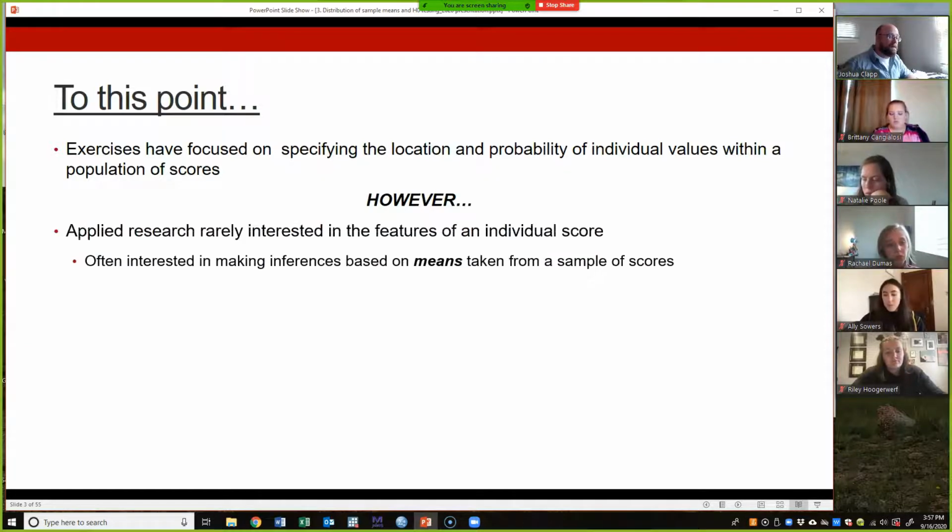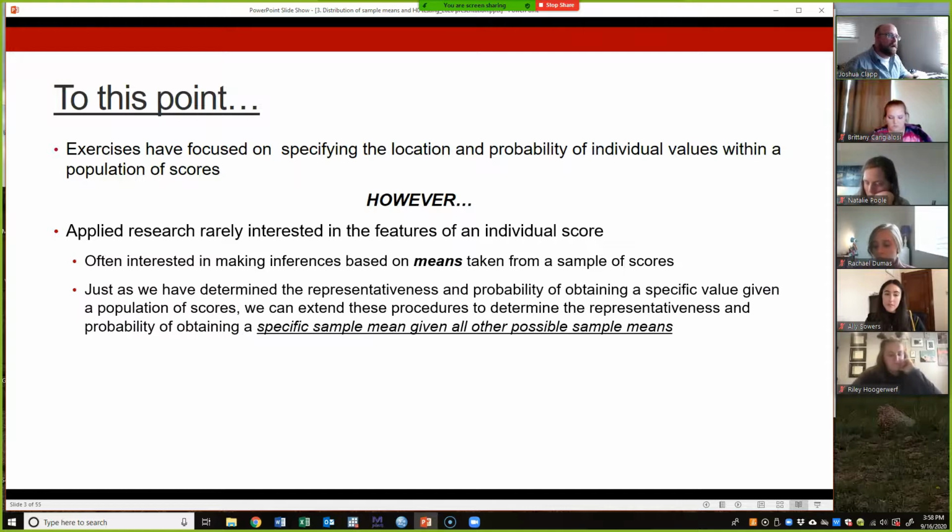But the issue is, when we're doing applied research, it's very rare that we're interested in the probability of an individual score, okay? Our samples are ways of going about inferring something about a larger population. And so what we generally want to do, more often with actual research, is make some sort of inference based on means taken from a sample of scores. So instead of saying, what's the likelihood of someone scoring at or above Brittany or at or below Natalie, we want to say, what's the probability of obtaining a random sample having these types of characteristics, okay? And this is what really gets at the heart of our inference tests.